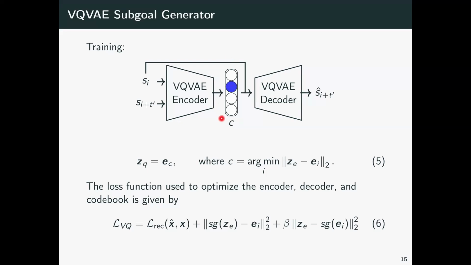This is nice because this will give us a way to enumerate our subgoals going into search, instead of dealing with continuous representations that you normally would get with a VAE.